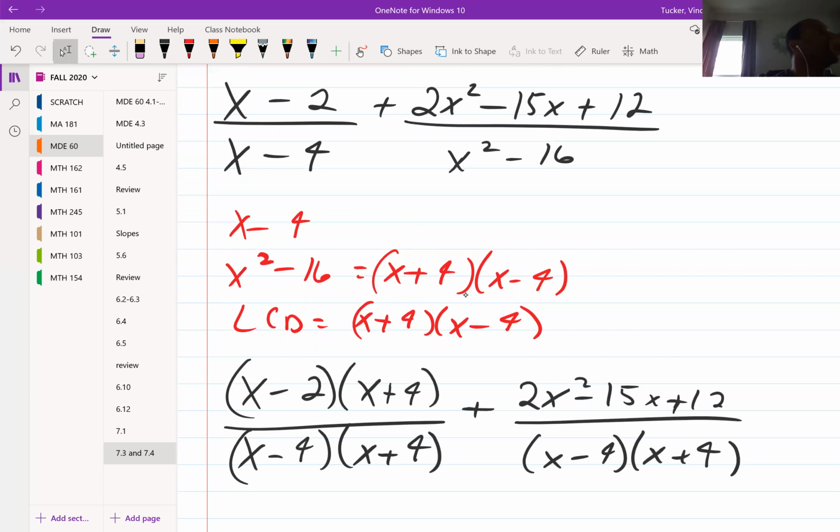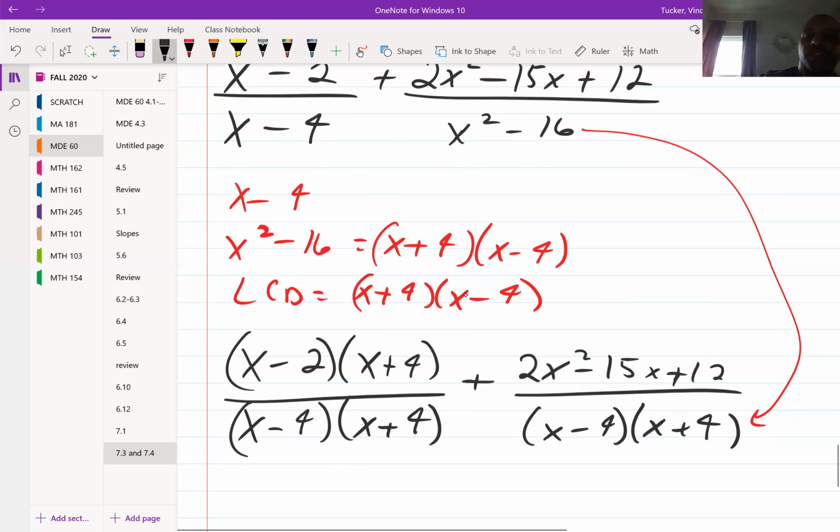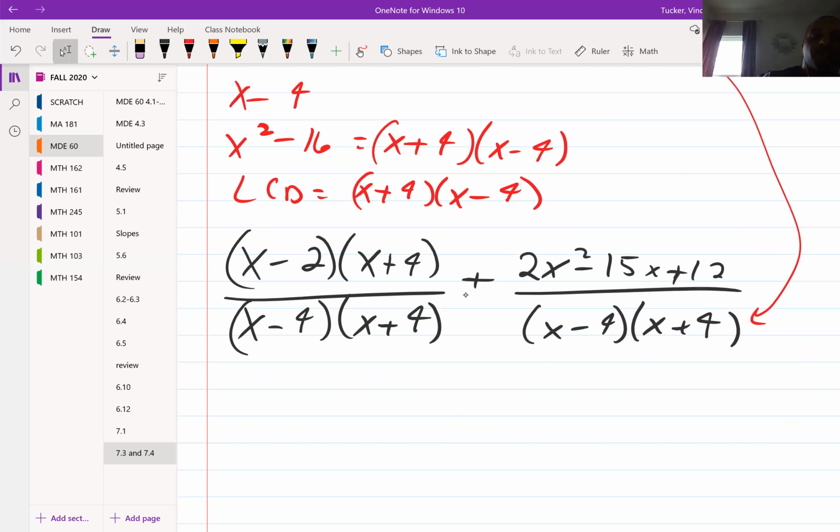All right, questions before we keep going? Make sure we're all right. And of course, all I did was factor and left it like that. That's all, as far as that second denominator is concerned. So now go ahead and distribute, so we'll be able to combine our like terms. So that's x² + 4x - 2x - 8.